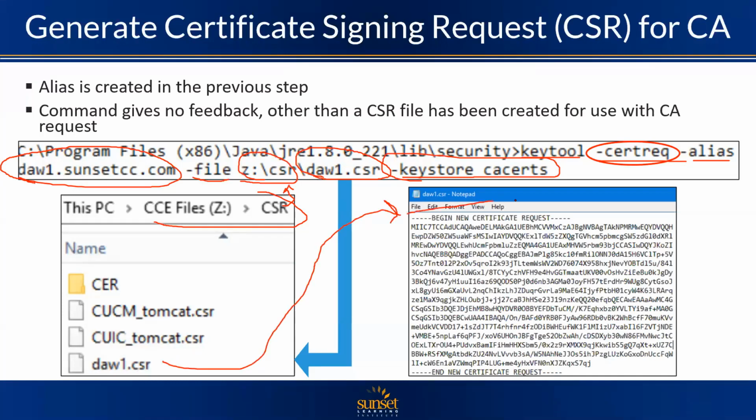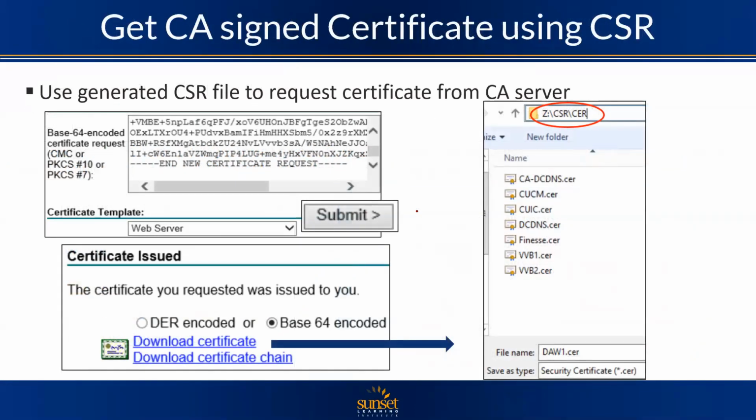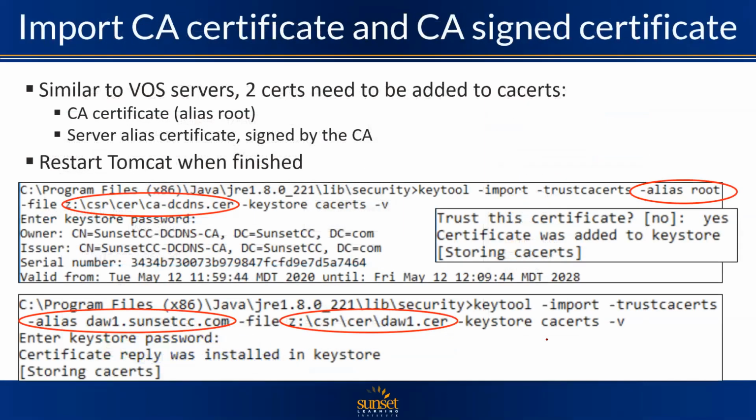And that's, again, that same gibberish stuff that we saw when we put the last request in from the voice operating system servers. So that's something I can now use and take over to my CA server, pop that into my signing request, hit submit, and what I get downloaded from there is actually a real certificate file that I then, of course, have to turn around and import using this Keytool command.